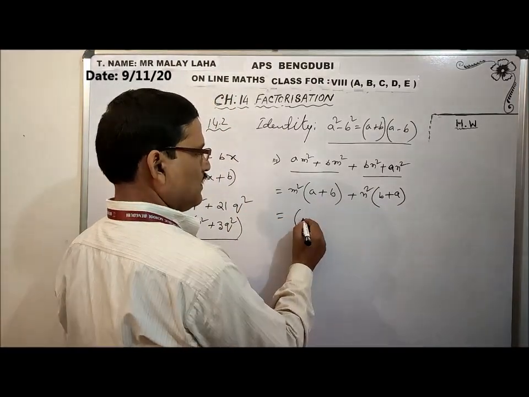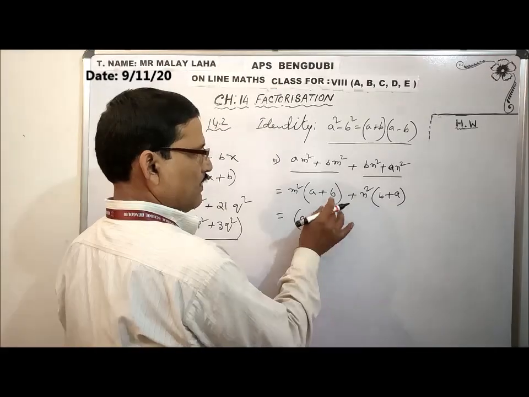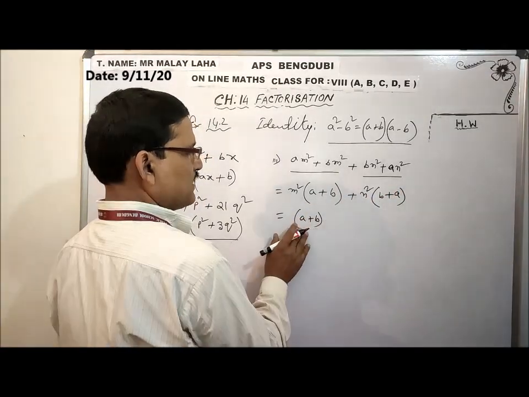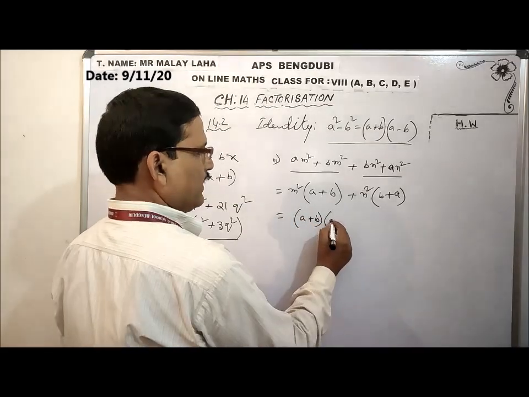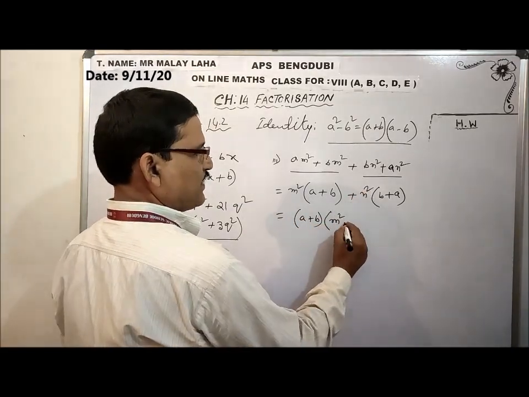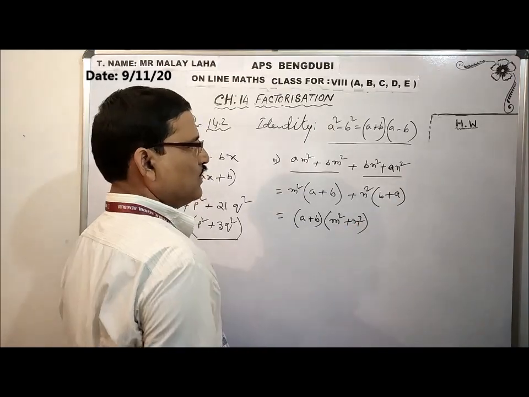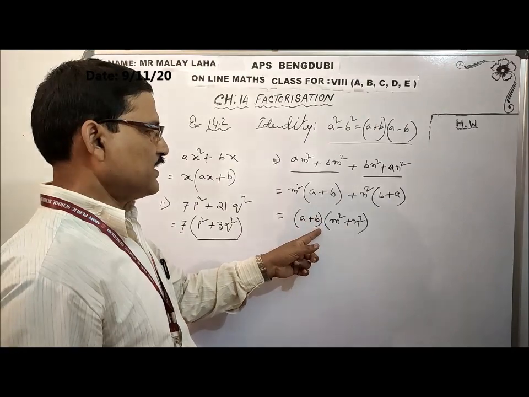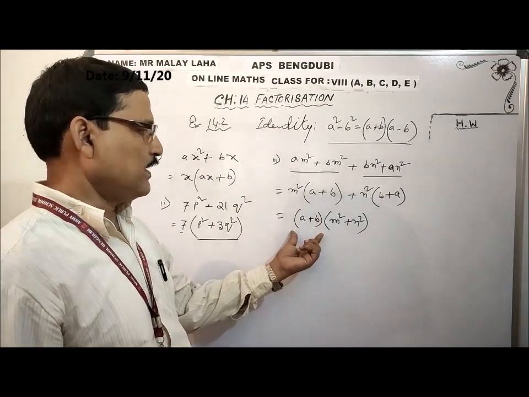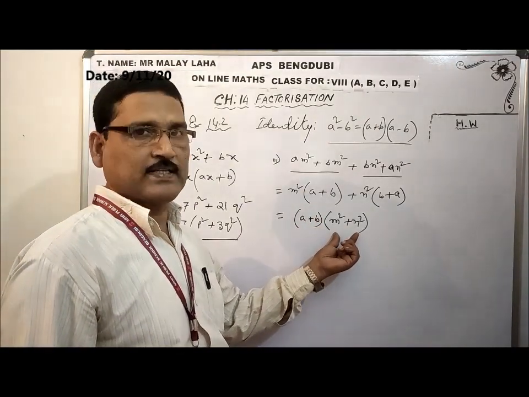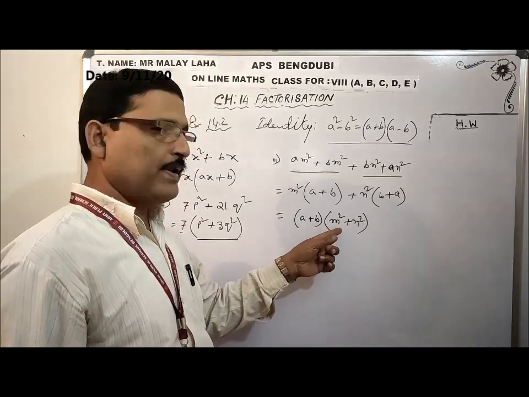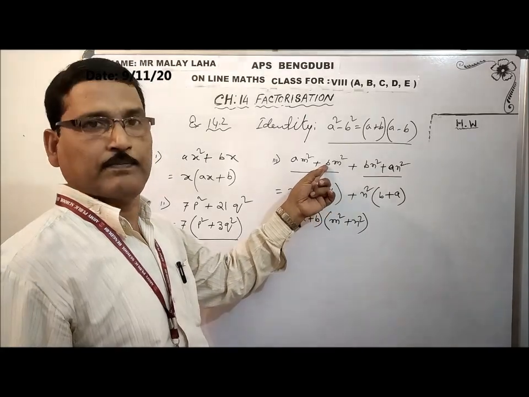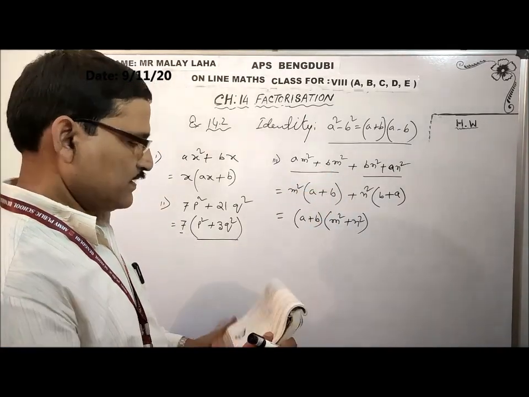So what is overall common? A plus b is overall common. A plus b here also, a plus b here also. If I take common a plus b from here, what is left out? M square. And what is left out here? N square. So this quadrinomial expression can be written as a product of two factors, a plus b and m square plus n square. Now if I multiply these two factors, I'll get back this expression. This is the main concept.